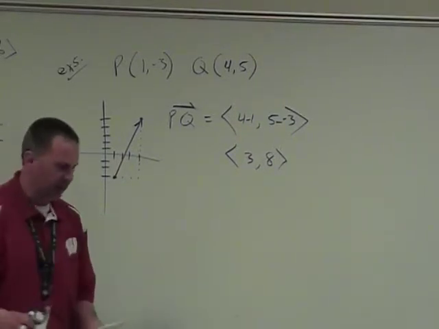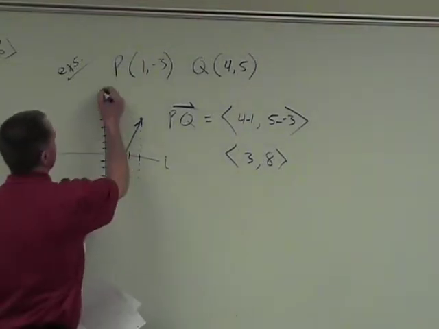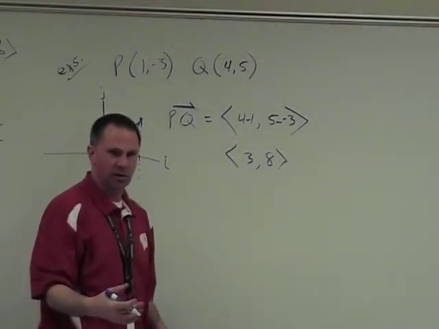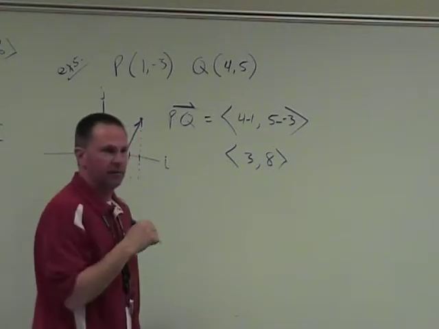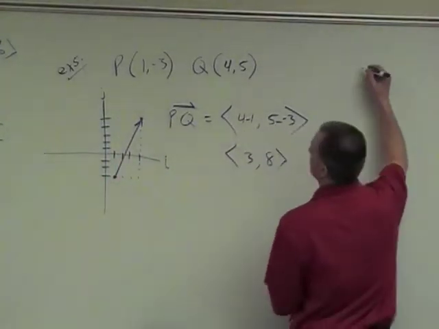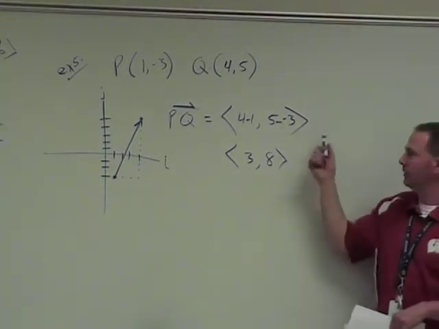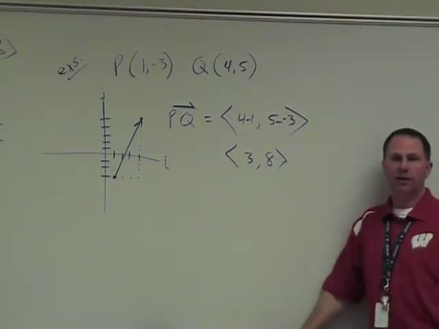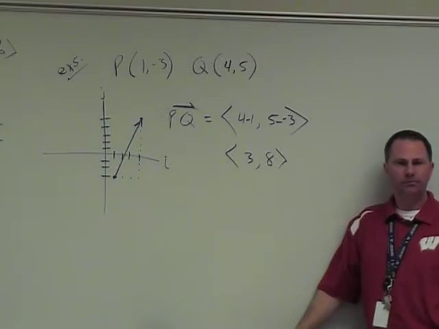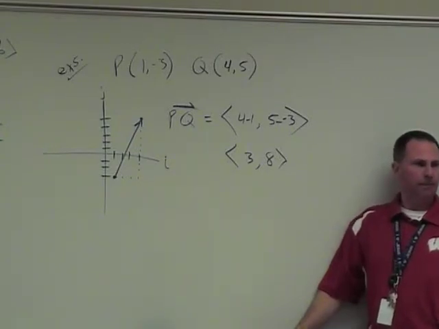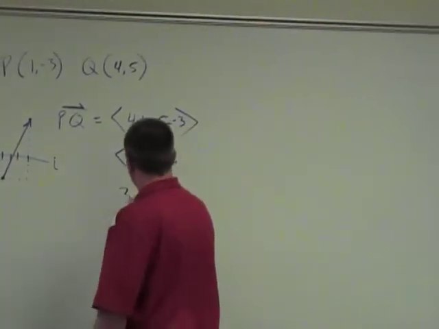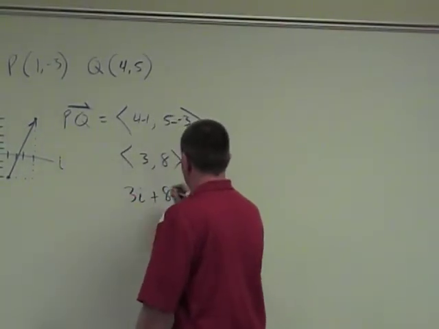Okay, now I want you to write this. Just to make sure you caught on to this, I did this a minute ago. Write your vector in terms of i and j. So you found the vector, now write it in terms of i and j. How do we do that? It's an expression. 3i plus 8j.